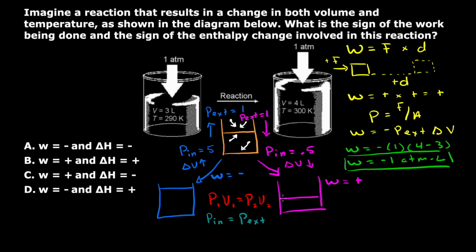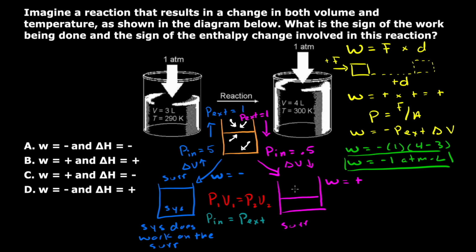And so now that we got the work figured out, we need to talk about the change in enthalpy. But before we talk about the change in enthalpy, let's talk a little bit about the system versus the surroundings. The system can be what we define as what we're interested in. So we're interested in what's going on inside of this container. So this would be the system and this would be the surroundings. And what you need to know is that for this case, the system does work on the surroundings, because the system is pushing the surroundings out of the way.